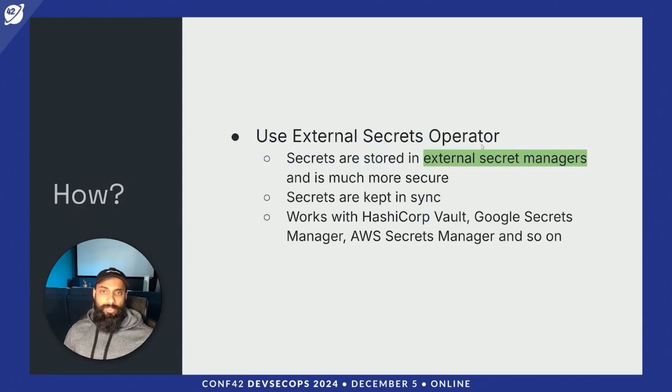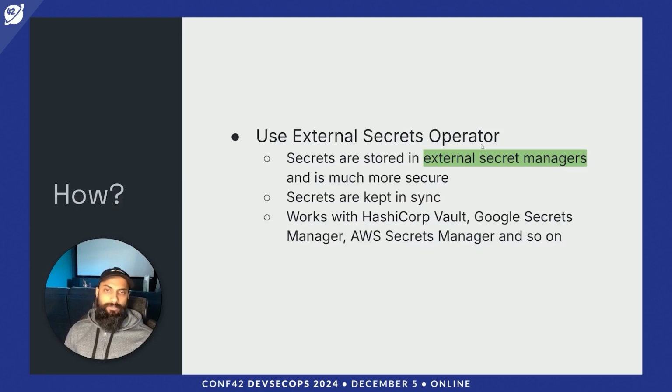For bigger teams and projects, a better solution is to use External Secrets Operator or ESO. ESO lets you use external secret managers like HashiCorp Vault, Google or AWS secret managers, Azure Key Vault, and so on. So it can keep secrets synced with the external manager and provide support for most of the well-known external secret managers. It's a bit more tedious to set up than sealed secrets, but it is worth it for the security and flexibility it offers.